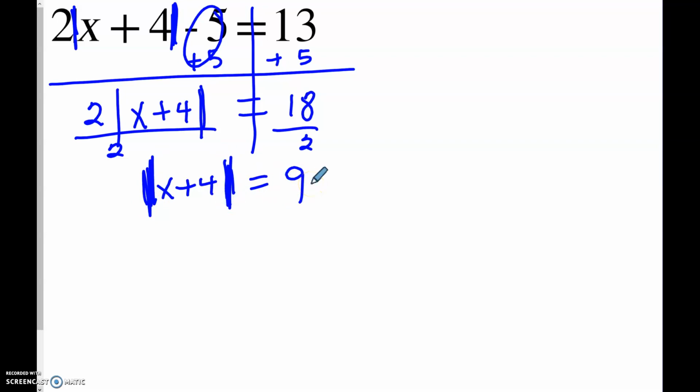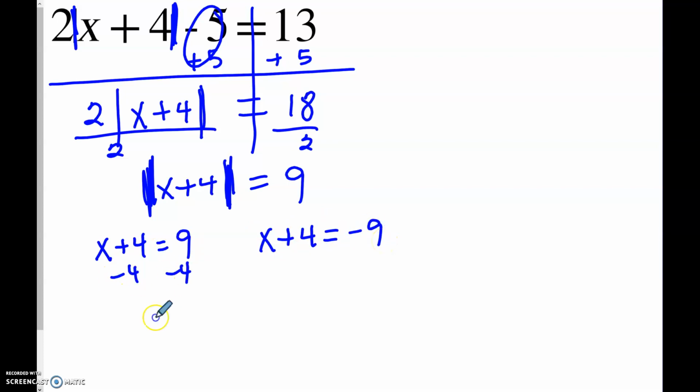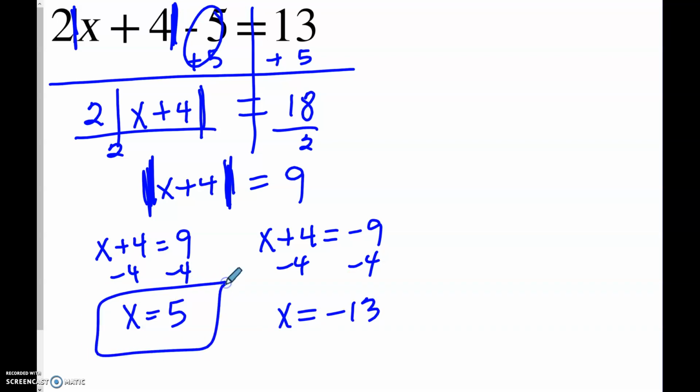That number's positive. So I'm going to set up my two cases, x plus 4 equals 9, and x plus 4 equals negative 9. So we're going to subtract 4. So x equals 5. Subtract 4, and x equals negative 13. So our two solutions are x equals 5 and x equals negative 13.